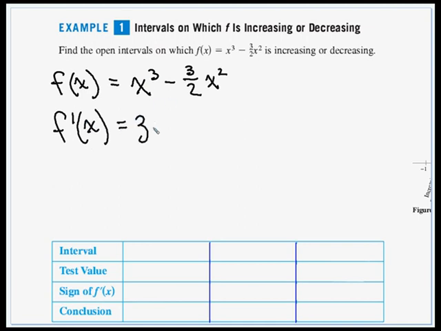So here we'll have a 3x squared. And then here we'll bring our 2 down and multiply. We'll have 6/2 or 3x to the first power. So we have our derivative, and we want to set that derivative equal to 0 to find the critical numbers.